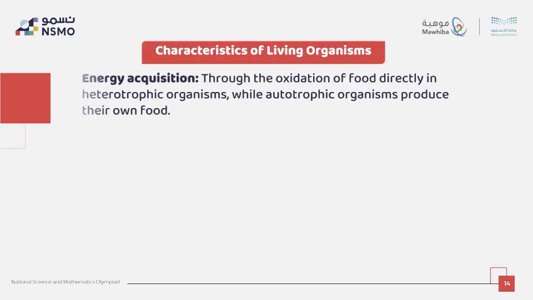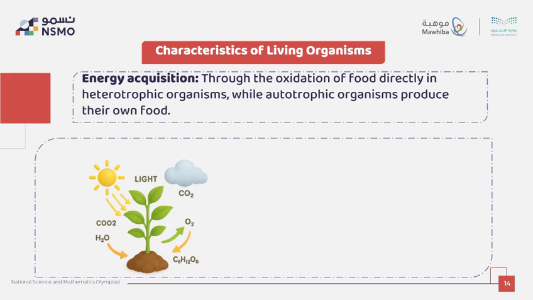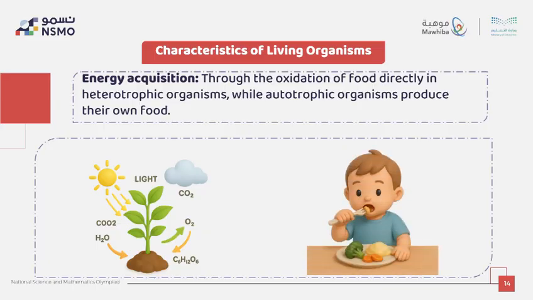The fourth characteristic is energy acquisition. This slide states energy acquisition through the oxidation of food directly in heterotrophic organisms, while autotrophic organisms produce their own food. We can divide organisms into two main groups. Heterotrophs cannot produce their own food and depend on other organisms for nutrition, like humans, animals, or most bacteria.